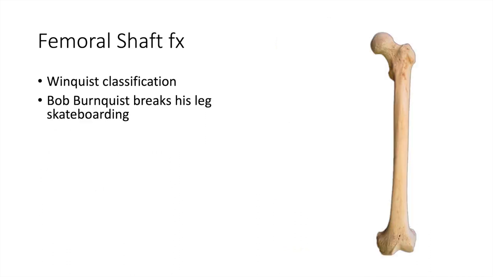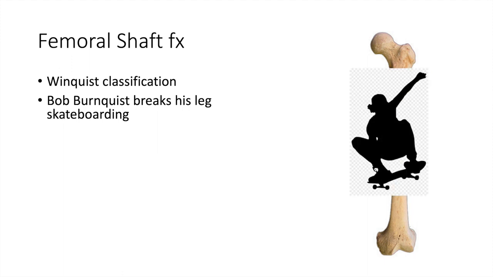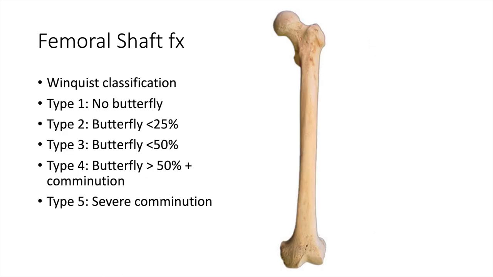Next up, femoral shaft. This is the Winquist classification. And so I think of Bob Burnquist, who's a skateboarder. And so skateboarders are always falling and breaking something. So I imagine Bob Burnquist breaking his leg while he's skateboarding. And that's for femoral shaft fractures, the Winquist classification.